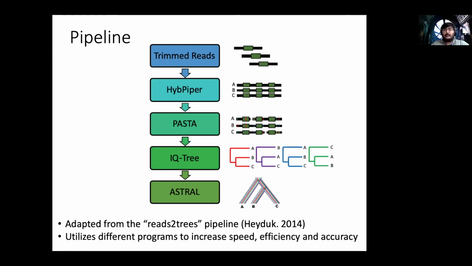Next, we use a program called PASTA to align our sequences for each gene and use IQ-TREE to assemble our gene trees. Then we put our gene trees into the program called ASTRAL to get our species tree inferred from a multi-species coalescent model estimation.